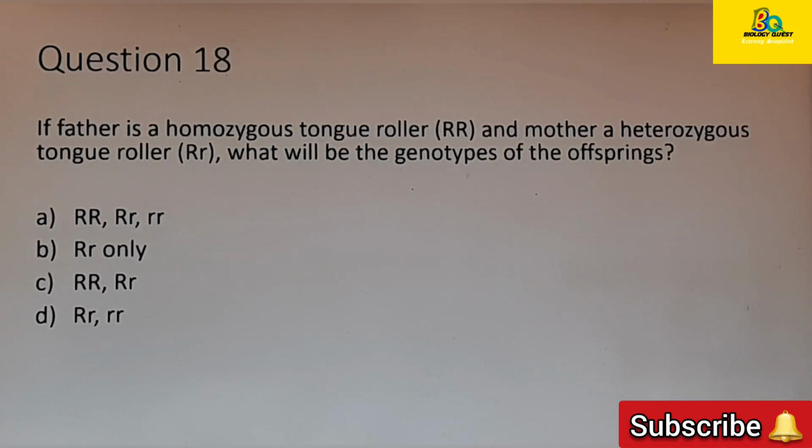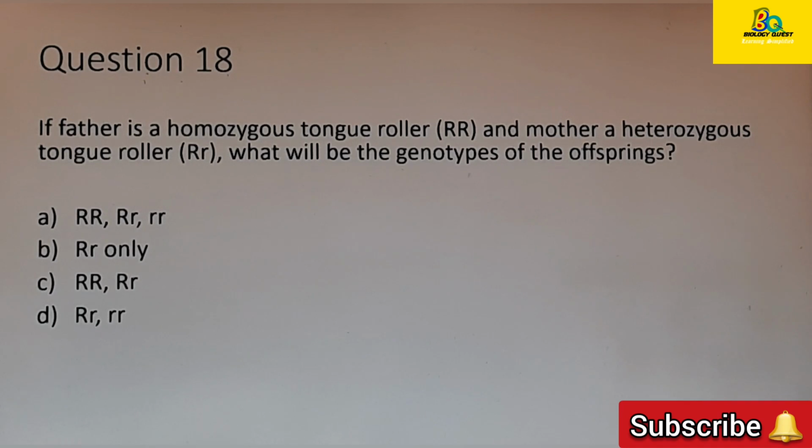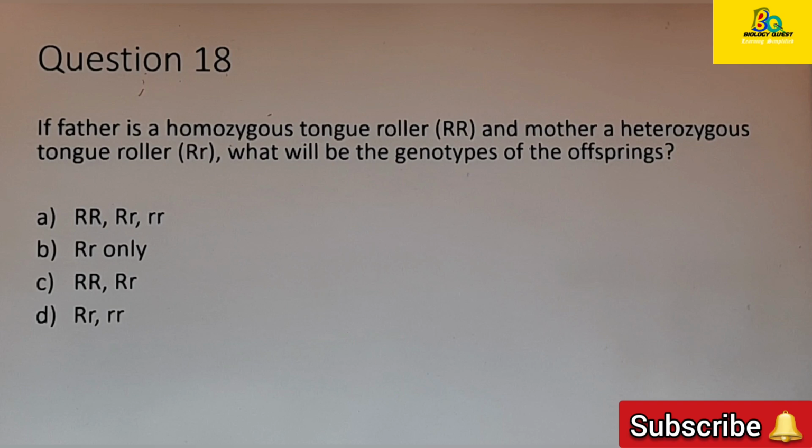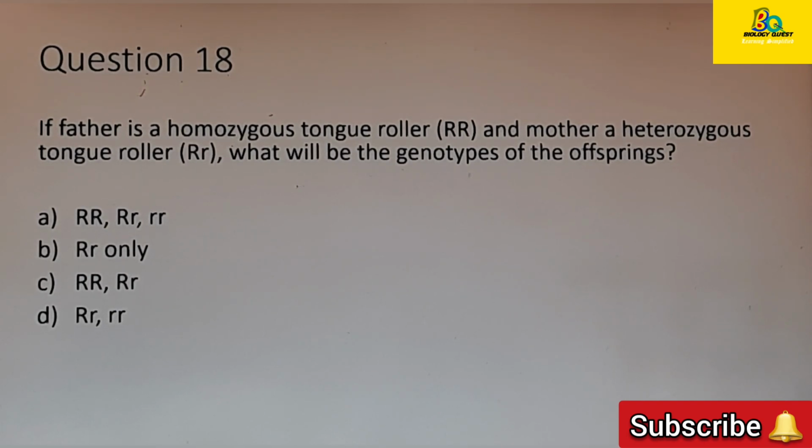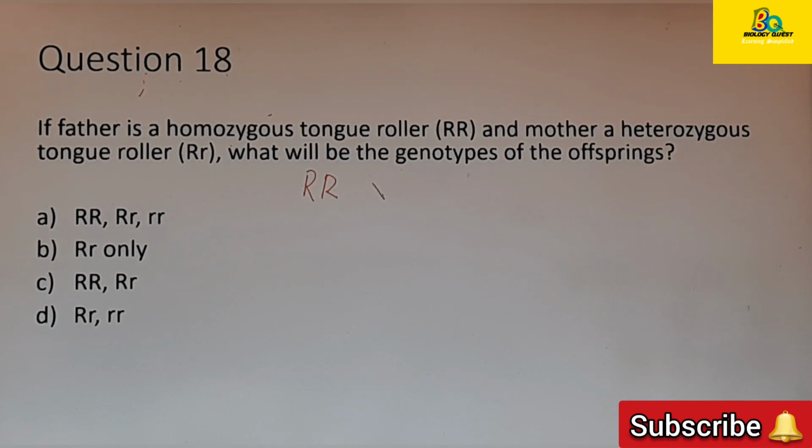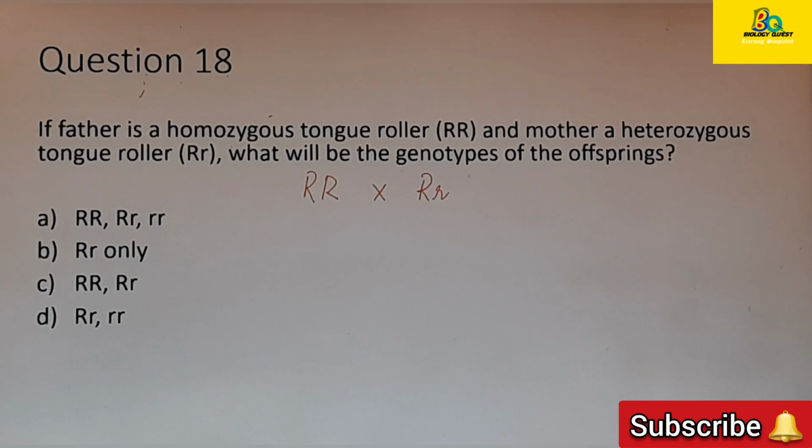Next question. If father is a homozygous tongue roller and mother a heterozygous tongue roller, what will be the genotype of the offsprings? Father is a homozygous tongue roller, so the genotype is capital R capital R, as already given. And mother, what is the genotype? It is already given in the question. Mother is heterozygous, the genotype is capital R, small r. Both father and mother are tongue rollers, but father is homozygous, mother is heterozygous.